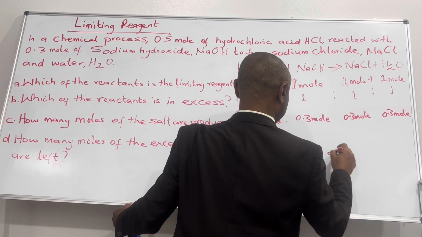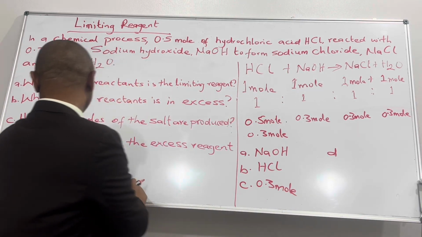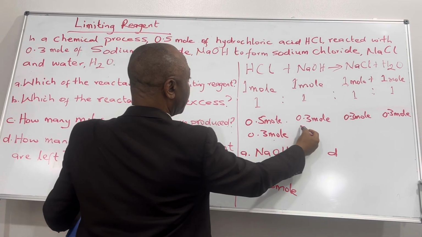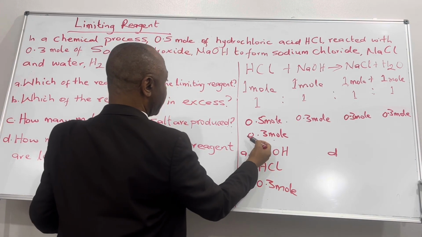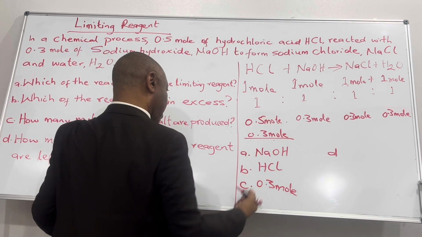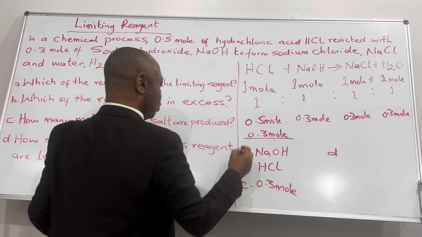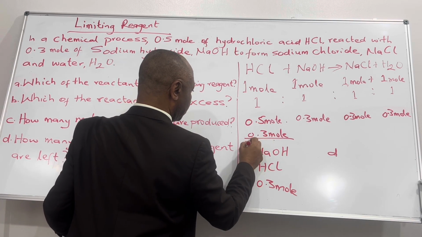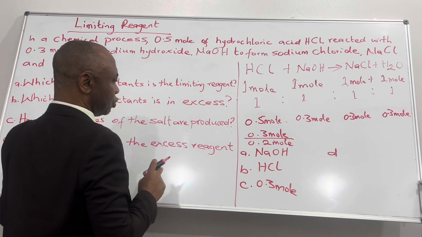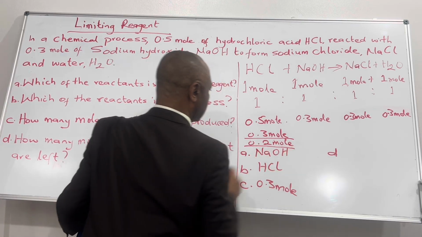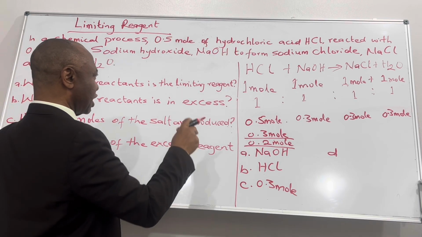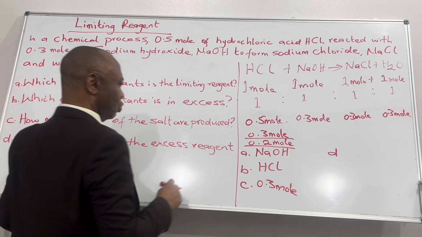And then the last question, how many moles of the excess reagent are left? 0.3 mole of sodium hydroxide would require 0.3 mole of hydrochloric acid. So the amount of excess reagent left would be 0.5 mole minus 0.3 mole, and that would give you 0.2 mole. So 0.2 mole of the excess reagent, hydrochloric acid, would be left.